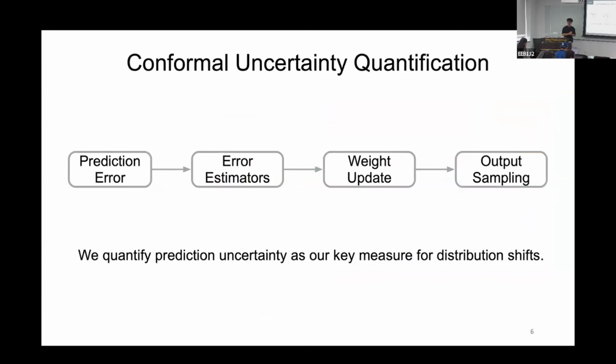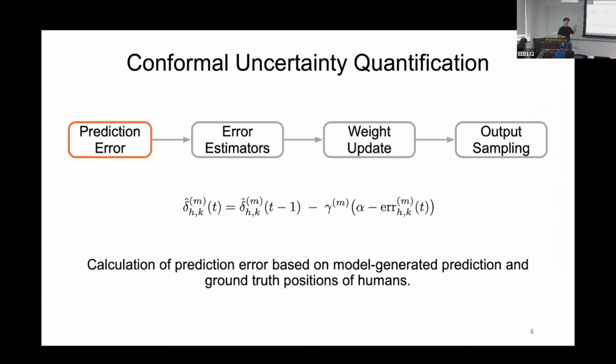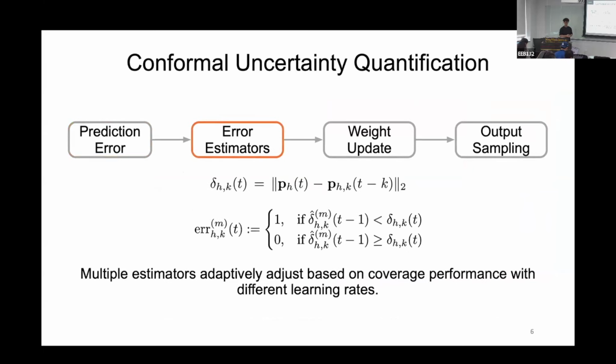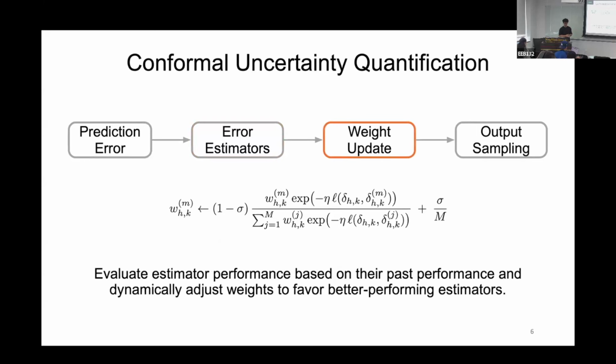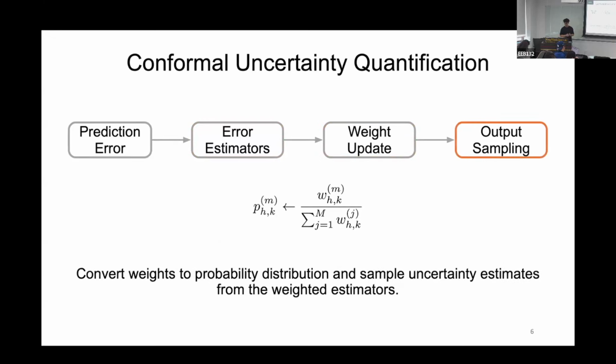For the first part, we quantify prediction uncertainty as a key measure for distribution shift. The first thing we do is compute the prediction errors based on the model-generated predictions and the ground truth positions of humans. The second thing is that we have multiple estimators, and they adaptively adjust based on performance with different learning rates. We evaluate the estimators based on their past performance, and then we adjust the weights of the different estimators. The last thing is we sample the error estimates.